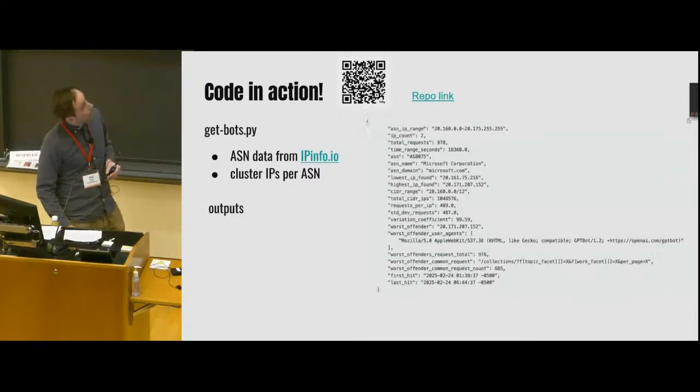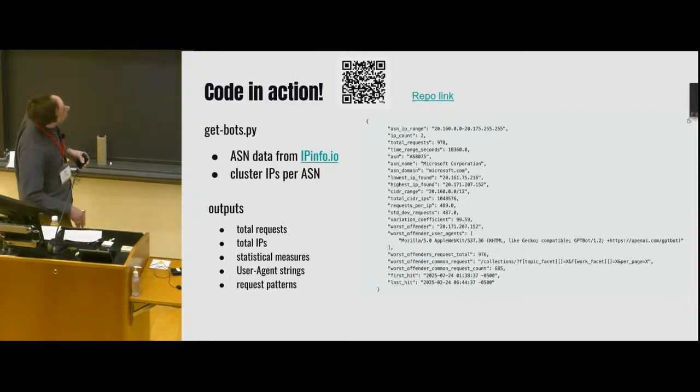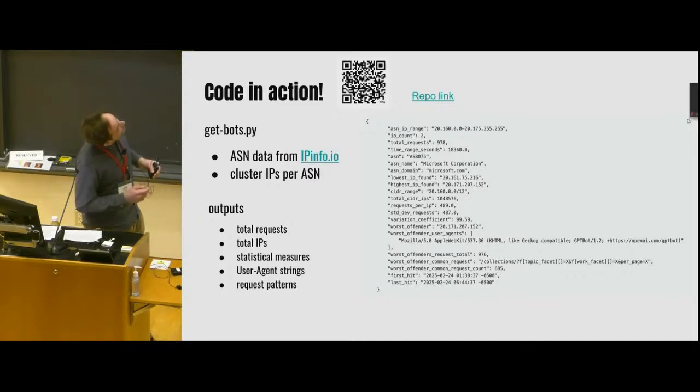It outputs the total requests per range and also tries to calculate the total IPs per range, and how evenly distributed those requests are amongst the various IPs using some statistical measures like standard deviation and coefficient of variation. This is kind of a bad example because this is ChatGPT, GPTBot. Most of the time, they usually only use about one IP per range. Usually you're going to see like 1,000 IPs, and the total requests are going to be in the max request of what we call the worst offender.